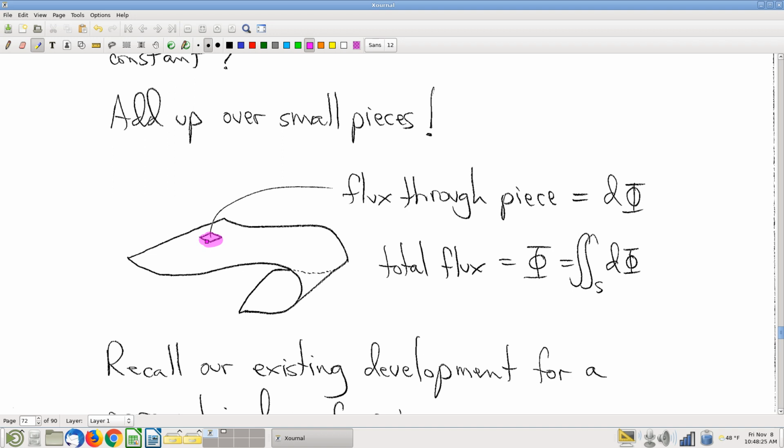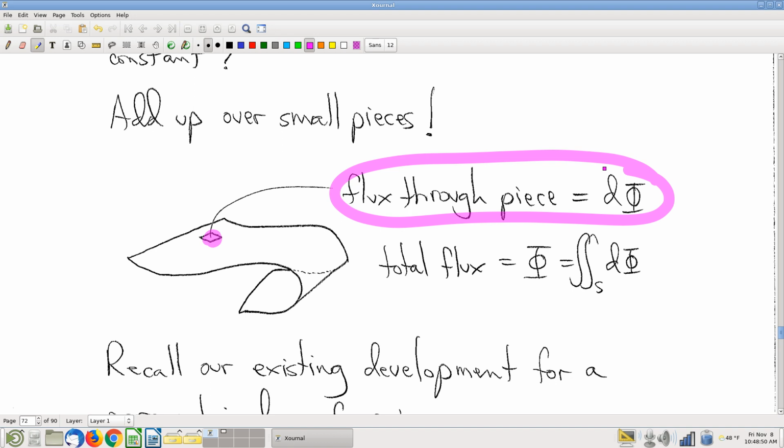The vector field might not be exactly constant there, but it's a pretty small piece. It might be something pretty different way over there, right? But over these short distances, it's probably pretty much constant. So on each little piece, we have existing formulas. So let me draw that again. On each piece, we can compute the flux through the piece. And if you want to then know the total over the entire surface, you're just going to add up all of those little pieces of flux.